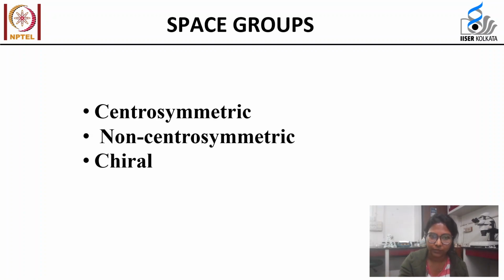Now when we talk about space groups, there can be different types of space groups. From the 32 different point groups, it gives rise to, we know, 230 different space groups. Among these, there are some which are centrosymmetric, some which are non-centrosymmetric, and some which are chiral. So I want you to answer: what exactly are centrosymmetric space groups and non-centrosymmetric space groups? Chiral we will talk about later. So what are the centrosymmetric and non-centrosymmetric space groups? Can anyone say, please?